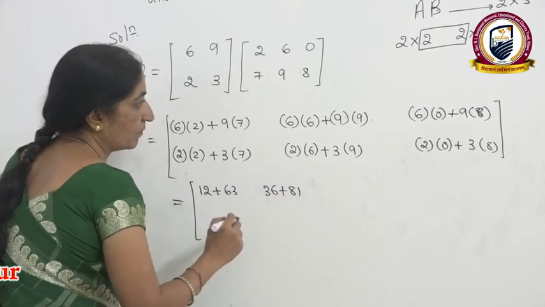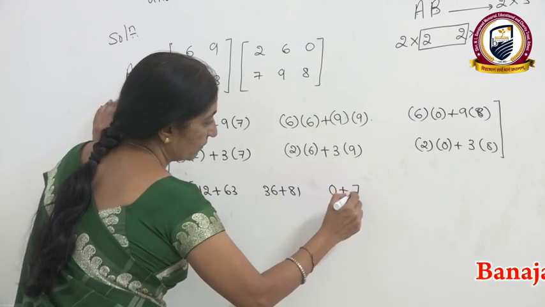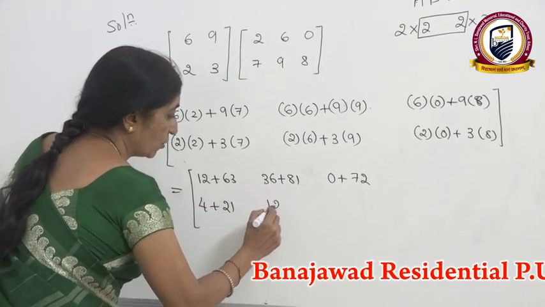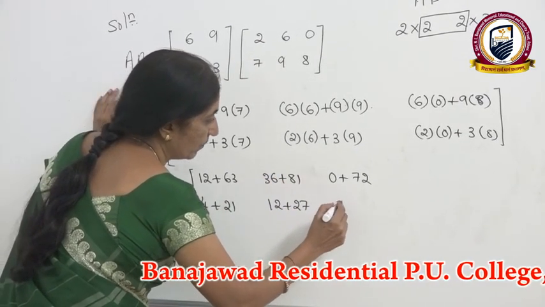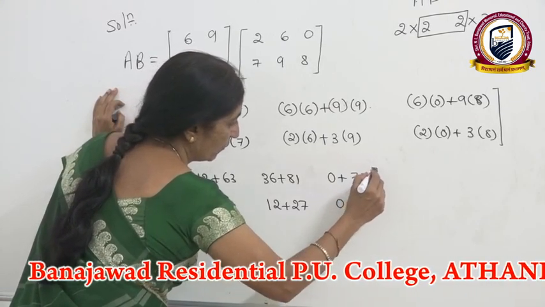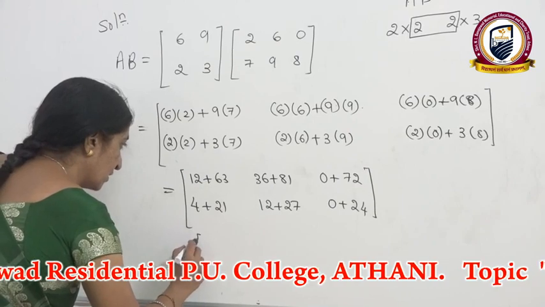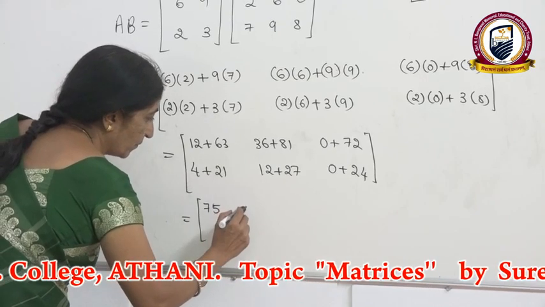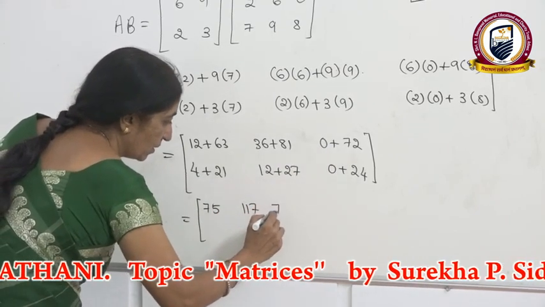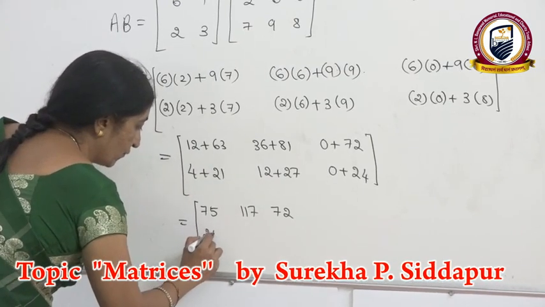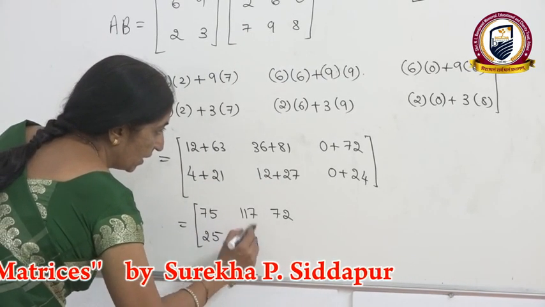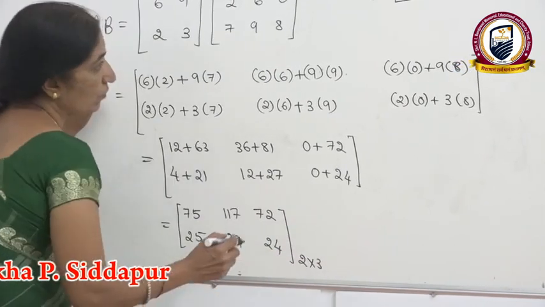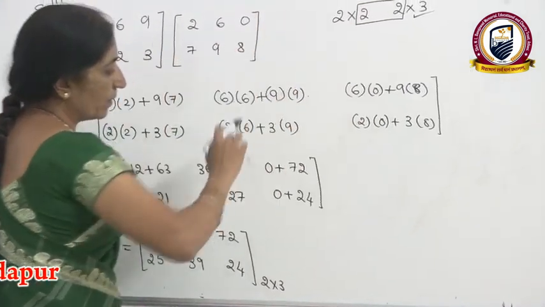36 plus 81, 0 plus 72, 4 plus 21, 12 plus 27, 0 plus 24. So here just add that. It is 75. The next one is 117. Then it is 72. And it is 25. And the next one is 39. Then 24. See the order. The order will be 2 by 3. So first we got that the order is 2 by 3.